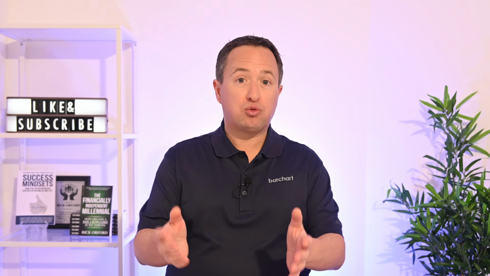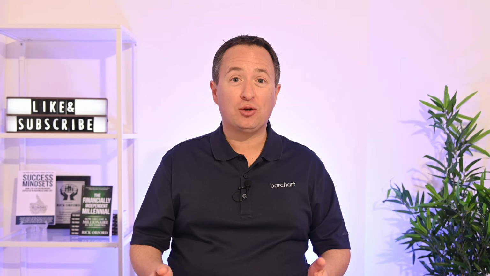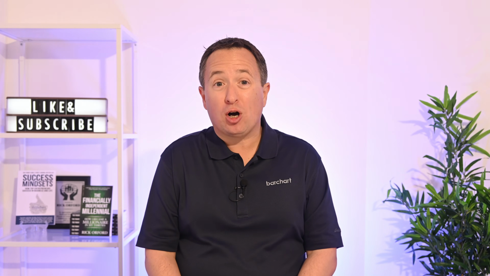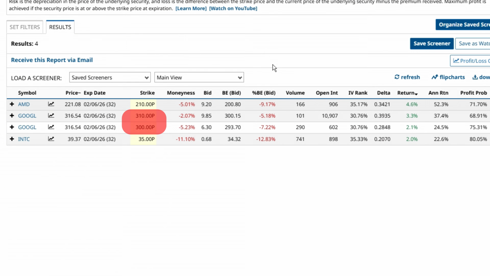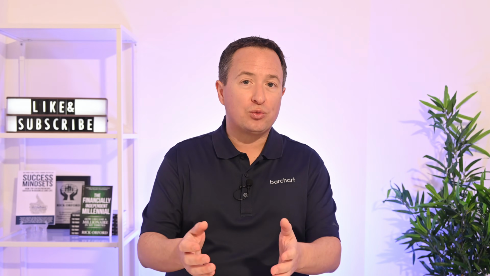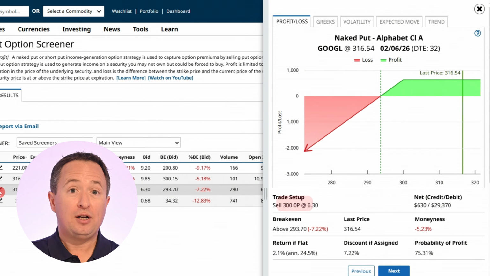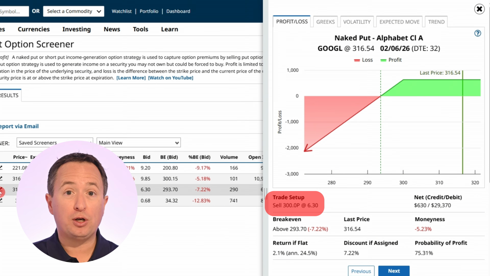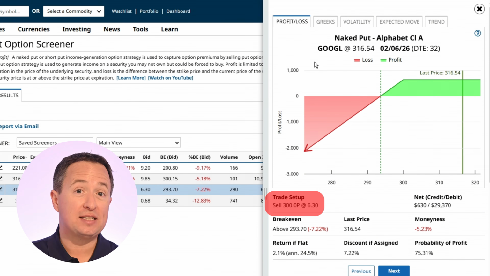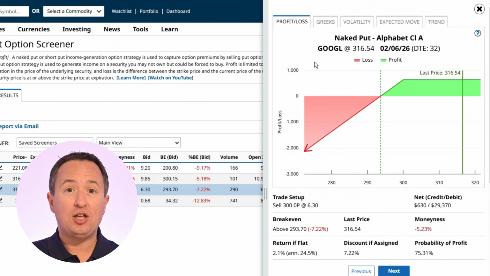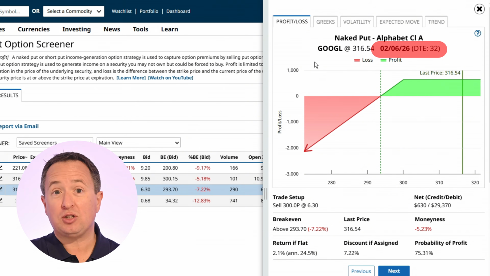Now, any of these would probably make good trades, but since I follow Alphabet a lot, I'm more partial to it. Perhaps the $310 or $300 put strike, with the stock currently trading at around $316. So let's break down the $300 put strike. According to the screener, you can sell the $300 strike cash-secured put on Alphabet and collect about $6.30 a share, or about $630 a contract. The option expires on February 6th, which is 32 days away, at least from the time of recording.